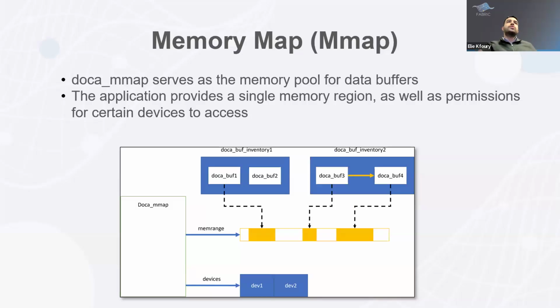Then you'll have to start allocating memory. We will create a DOCA mmap, which serves as the memory pool for data buffers. You can see here we have the DOCA mmap. It's associated with devices, so the device that we opened in the previous step. And it points to a memory range where you actually have your data.